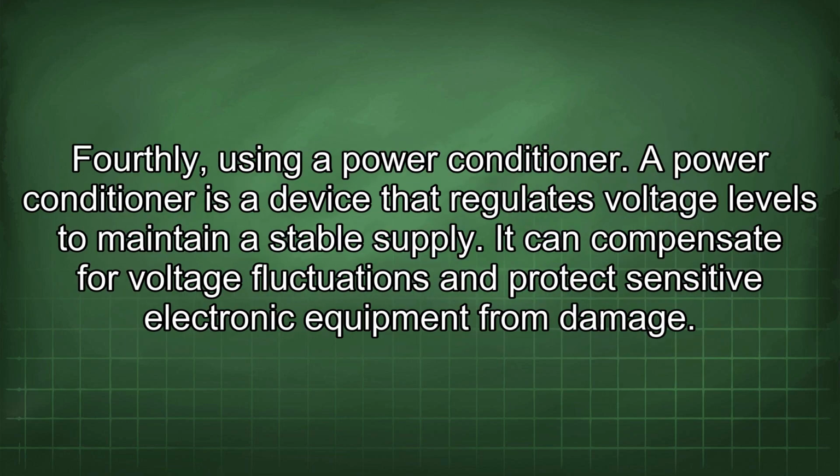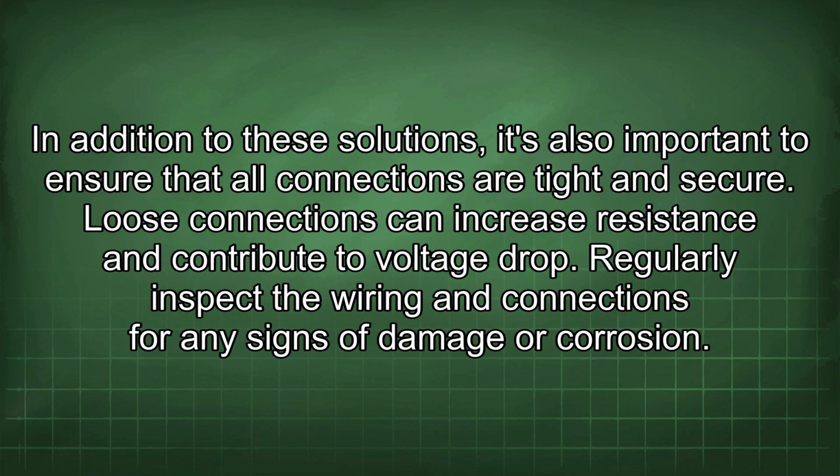Fourthly, using a power conditioner. A power conditioner is a device that regulates voltage levels to maintain a stable supply. It can compensate for voltage fluctuations and protect sensitive electronic equipment from damage. In addition to these solutions, it's also important to ensure that all connections are tight and secure. Loose connections can increase resistance and contribute to voltage drop. Regularly inspect the wiring and connections for any signs of damage or corrosion.